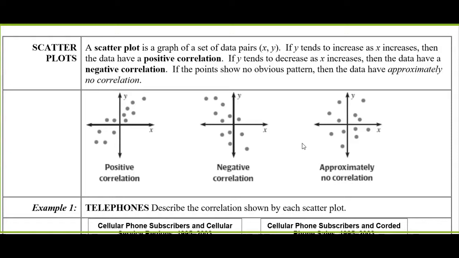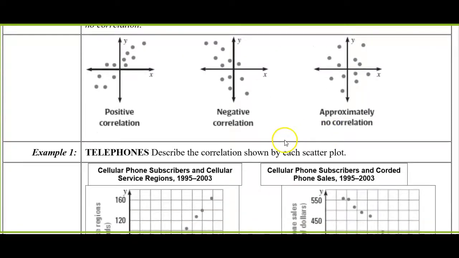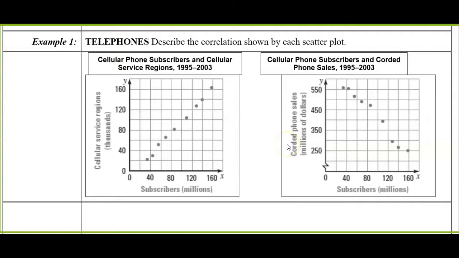So let's look at example 1. It says describe the correlation between each of those. In that first example, I would say that that has a very strong positive correlation. It's positive because the line is increasing, and it's strong because if you were to draw in a straight line, it hits almost every single point.